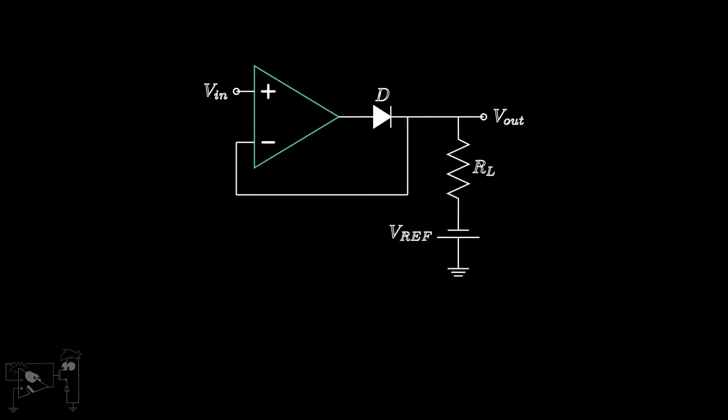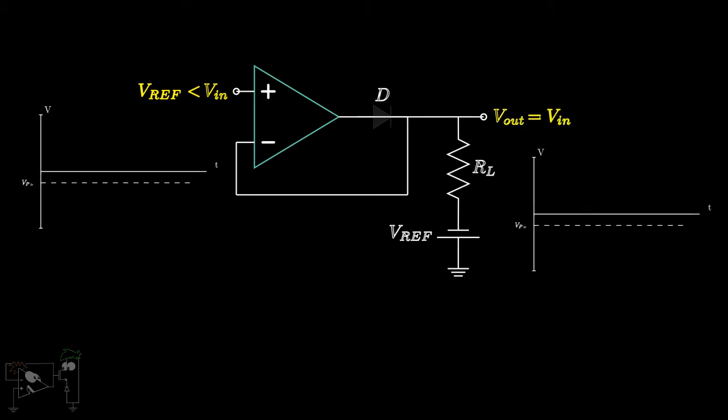The circuit still acts like the half-wave rectifier. But now, the diode becomes forward biased and starts conducting when Vn is greater than Vref. When Vn is less than Vref, the diode becomes reverse biased and Vout is latched to Vref.